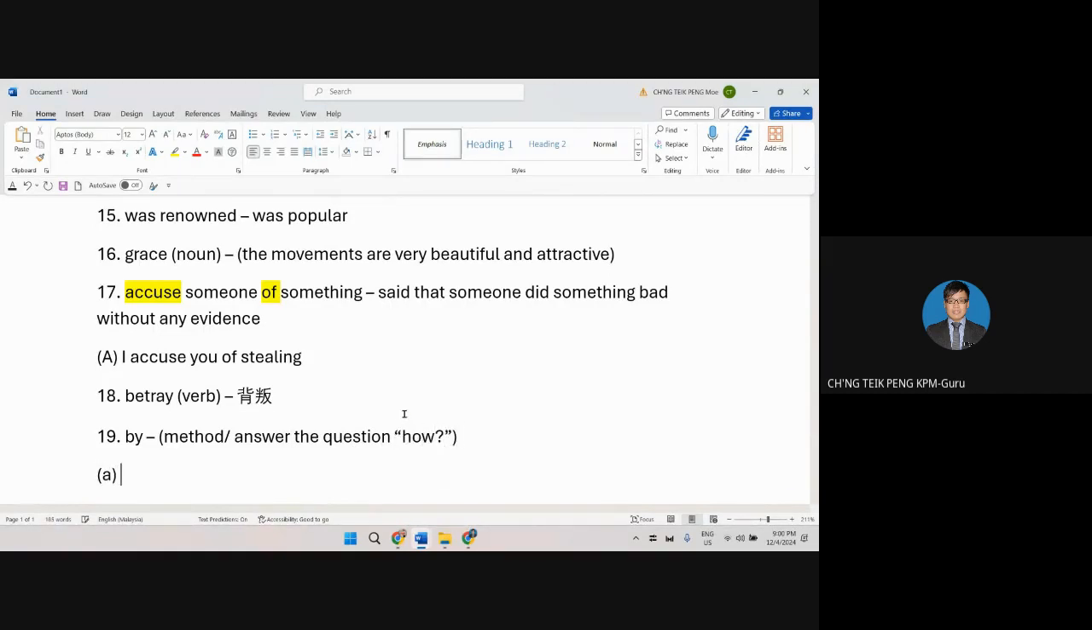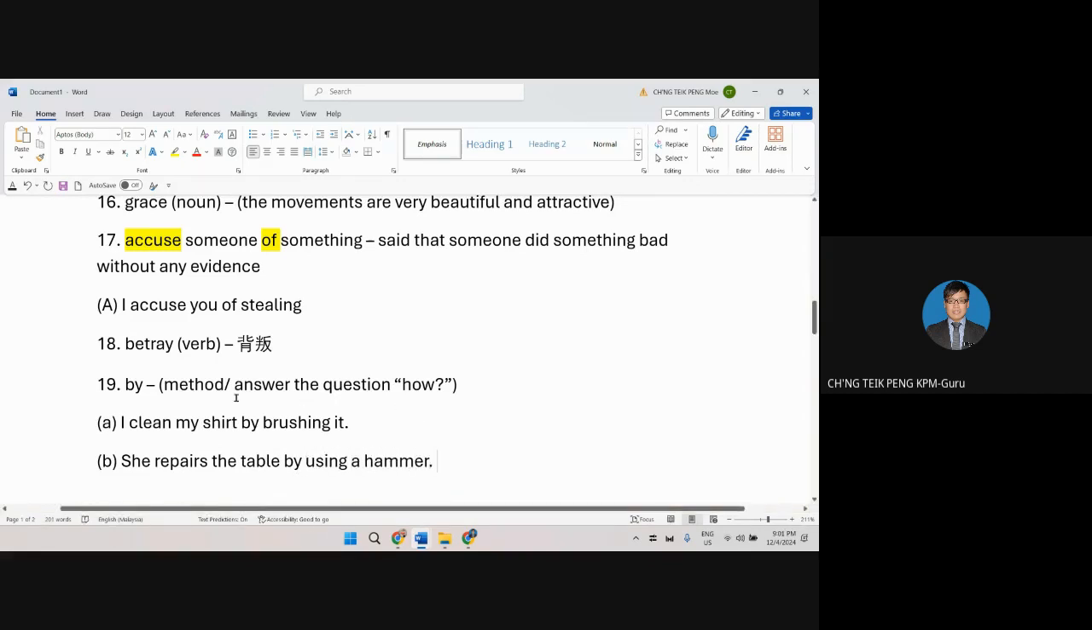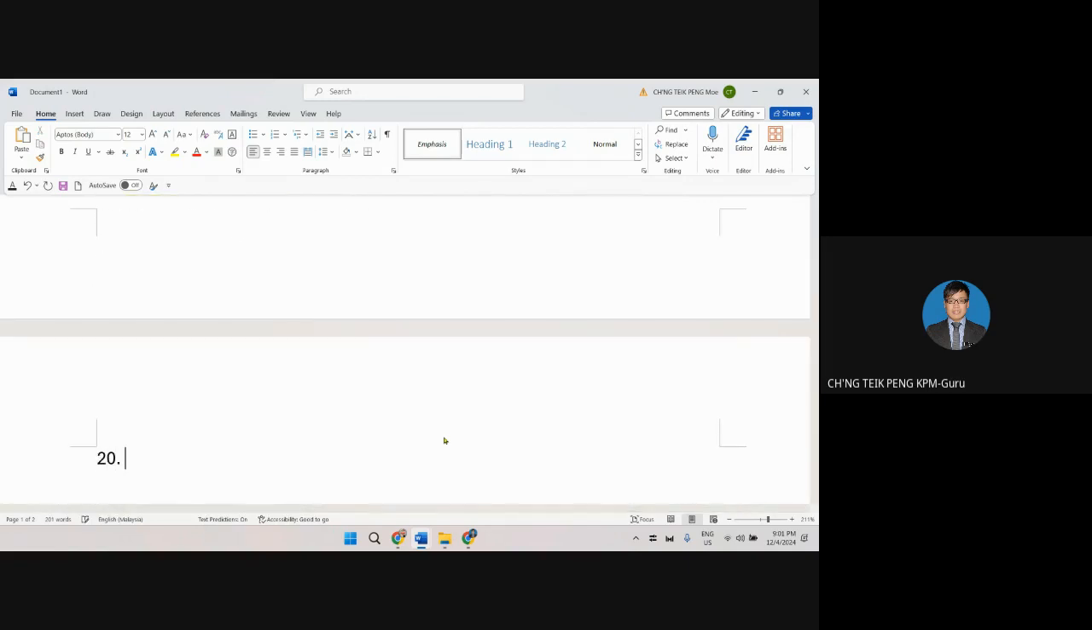Okay, for example, I clean my shirt by brushing it, or she repairs the table by using a hammer. It's not a good sentence, but it's enough for you to understand how to use by. OK， 这里的 by 是用来讲方法的，记得啊。Okay, now continue.